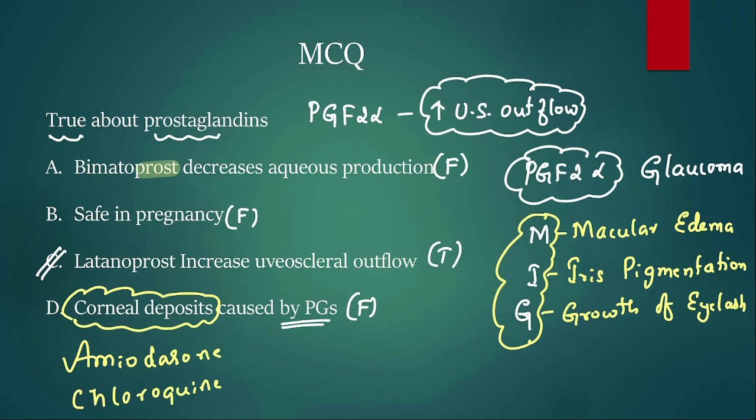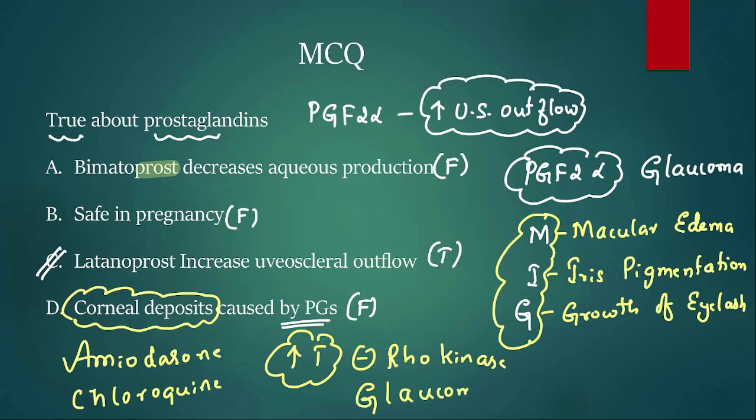And tell me a drug which increases trabecular outflow, which inhibits Rho kinase and is used for managing glaucoma. Even that drug is going to cause cornea verticillata, that is corneal deposits. And the name starts with N. So try to guess the drug: a new drug for glaucoma which increases trabecular flow, inhibits Rho kinase, and can cause corneal deposits. So with that MCQ, I told you what are the points you have to keep in your mind.